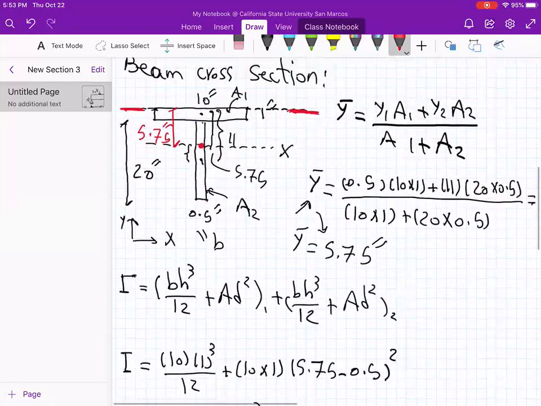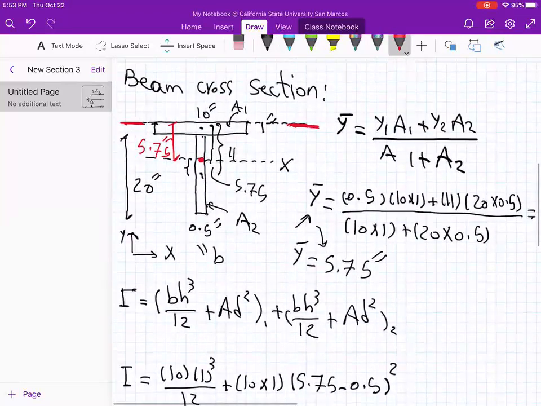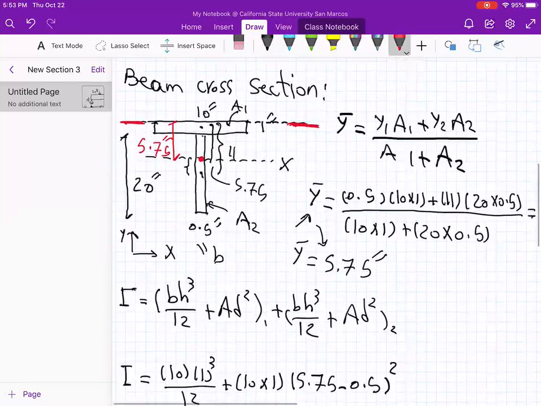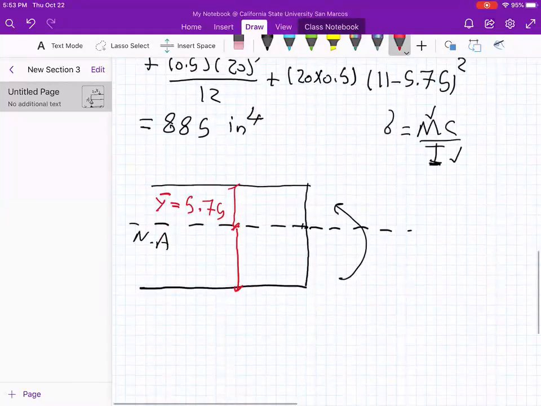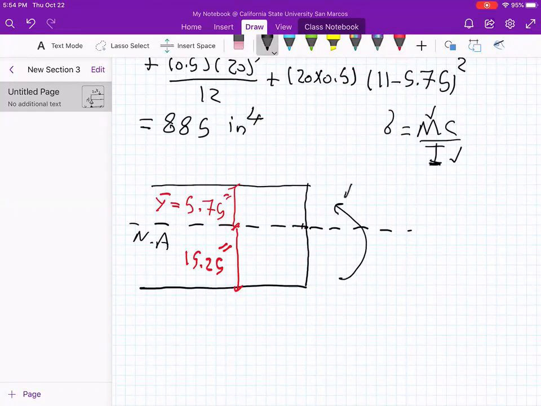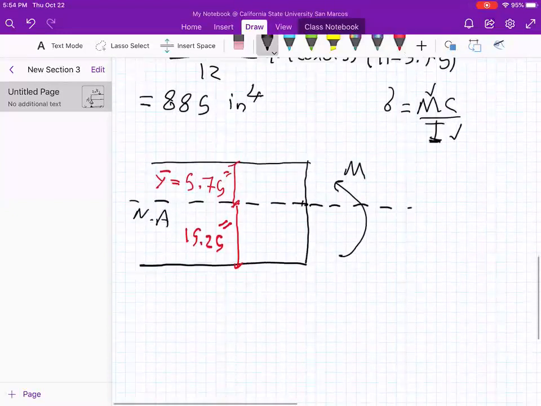Would it be 21 minus 5.75? Yeah, the 20 plus 1 is 21, minus 5.75. This would be 15.25, right? Okay. And so we're looking at it as the solid object, more or less, by the drawing.